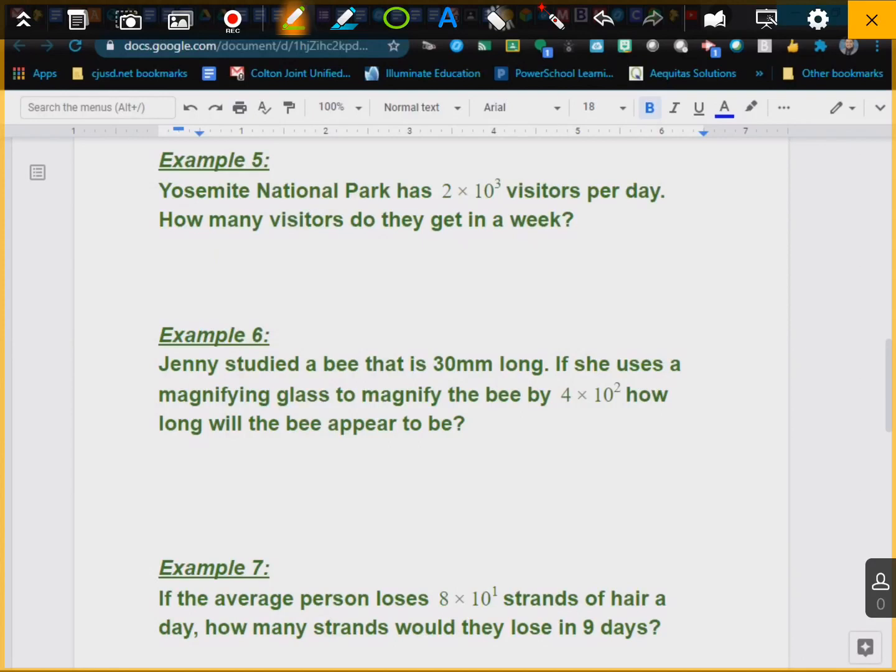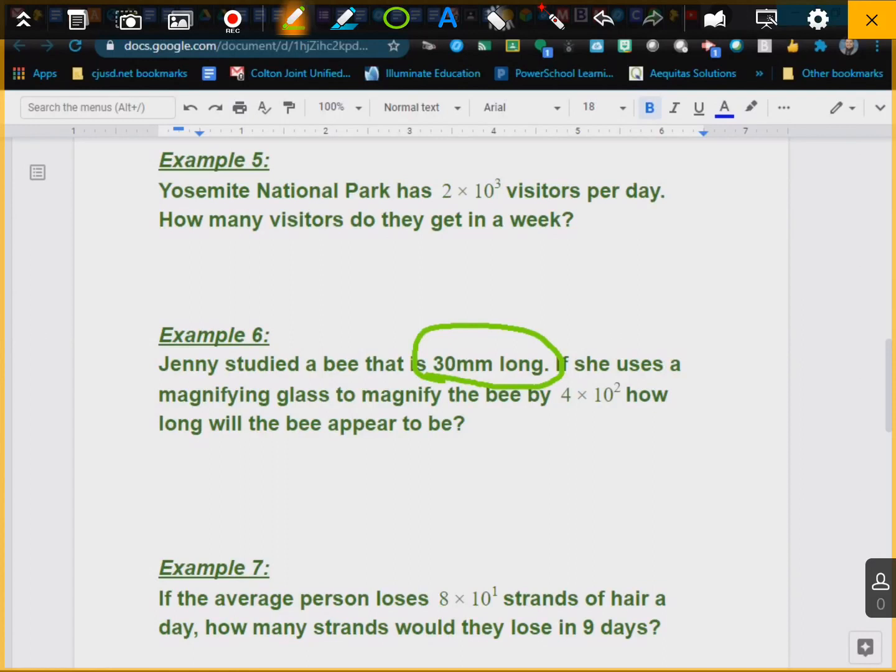Alright, example number 6. Jenny studied a bee that is 30 millimeters long. If she uses a magnifying glass to magnify the bee by 4 times 10 to the second power, how long will the bee appear to be? So this first part, studying the bee that's 30 millimeters long, I don't think we really need to know that information right now. I don't think that's what we're going to use our equation for. So, it's going to ask us the final length, but we don't need to worry about this right now. Okay? So it's 30 millimeters long.